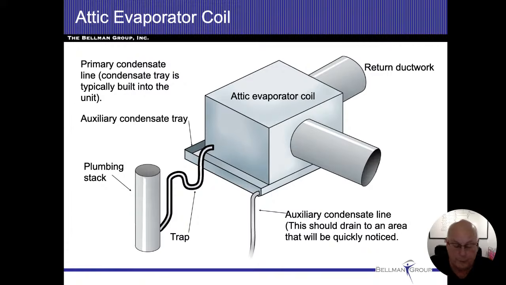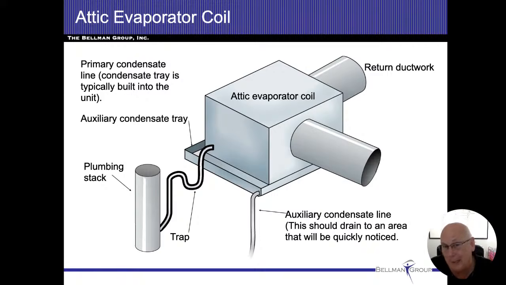Now you'll see a few different solutions to these. Some will have alarms in them. Some will have cutoff switches. So there's little floats, so if it fills up with water, then the air conditioning system is going to shut down. Other ones are going to have another drain, but typically that drain is going to go someplace where it's noticeable. So you'll see the pipe out there.